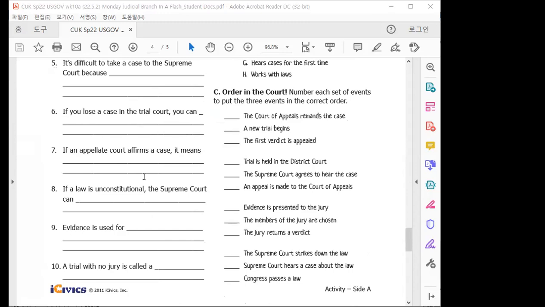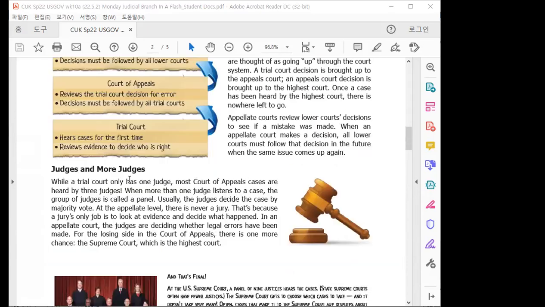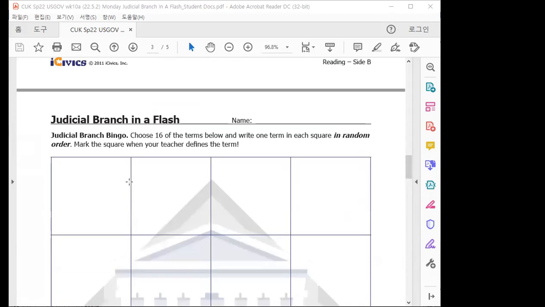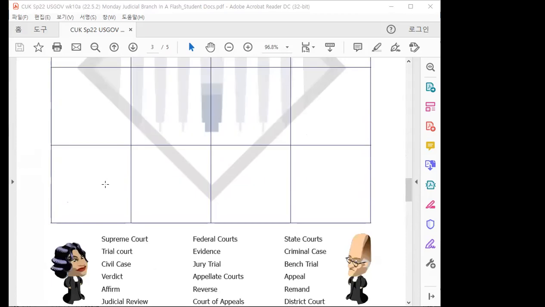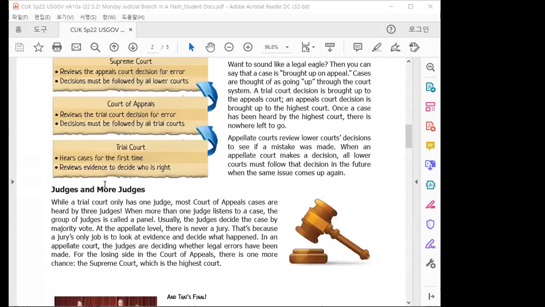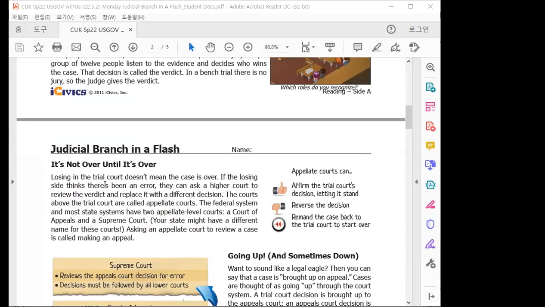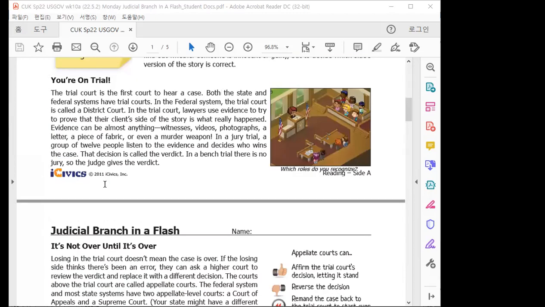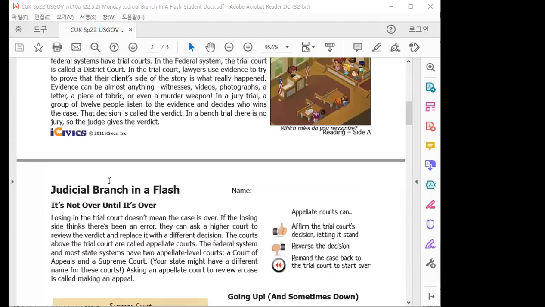And evidence is used for what? Sorry, which question are we on? My internet connection is not stable. Evidence, number 9. Evidence is used for... To decide a case either in your favor or against you.